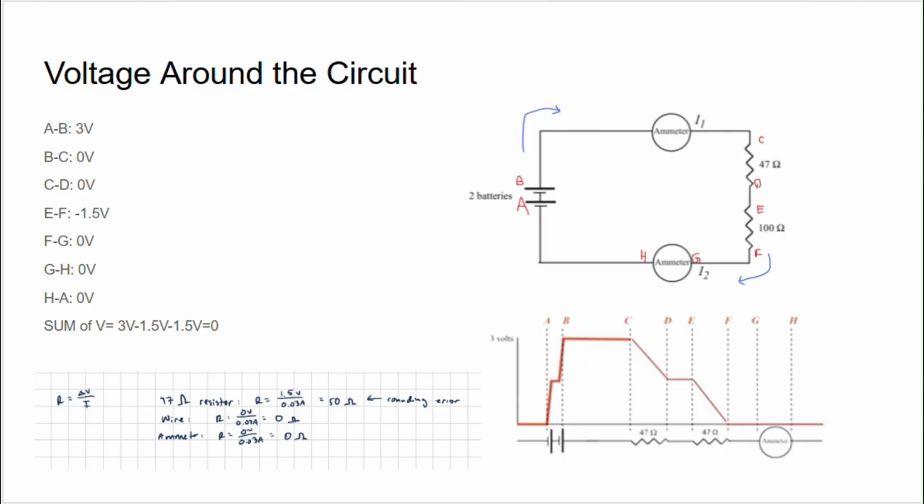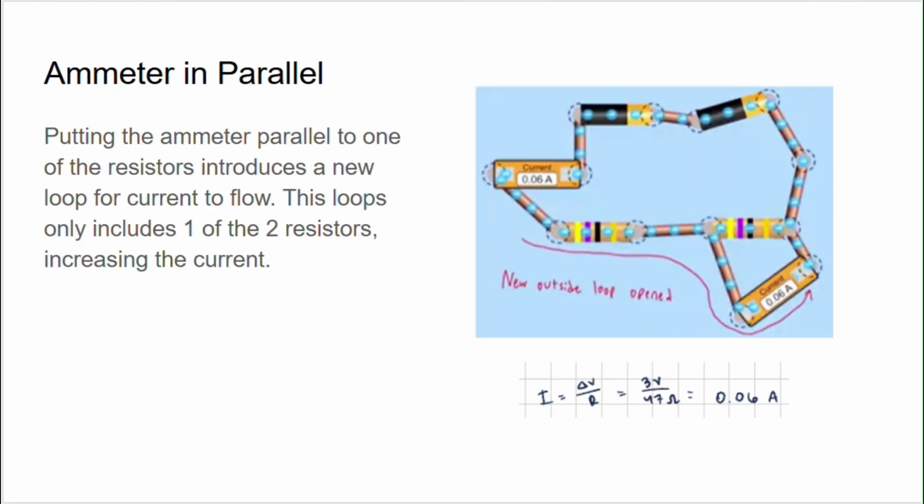So the voltage around the circuit: as you can see on the top right, there's the labeled A, B, C, D, E, F, G, and H, and that corresponds to the voltages on the left there. And you can see that they should all sum to zero at the end, and then there's a graph on the bottom right for a visualization of this.